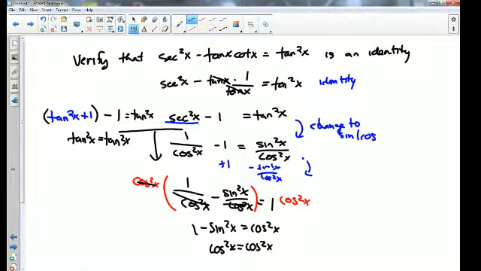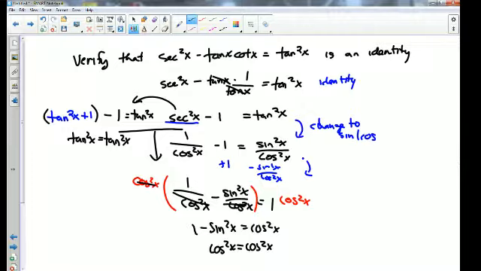Or you can go with, I know I can change to sine and cosine. And guess what? It's still going to work. It's a lot more work, but it still works out. Okay. So these are two different solution methods to the same problem. You still get its verified identity.